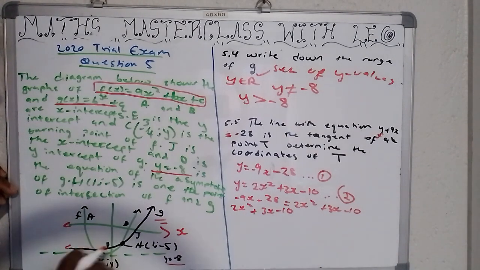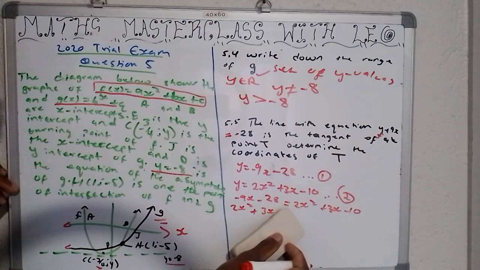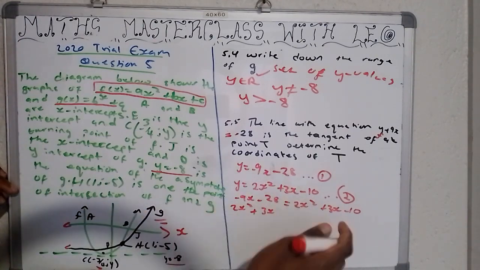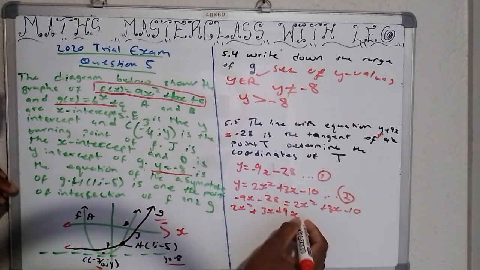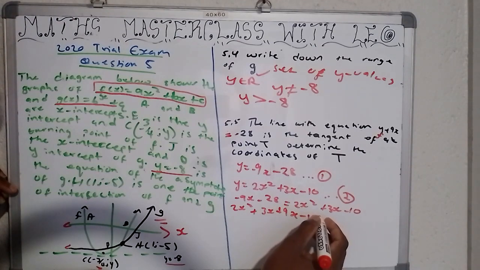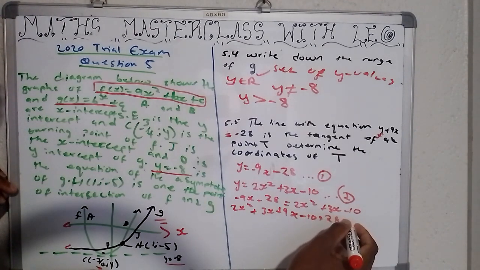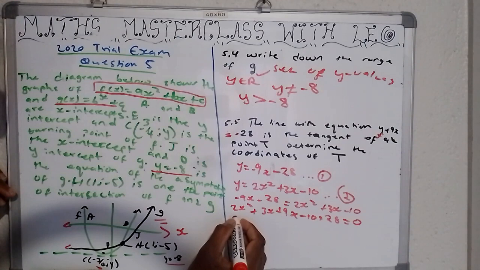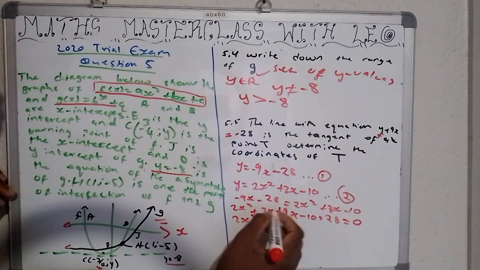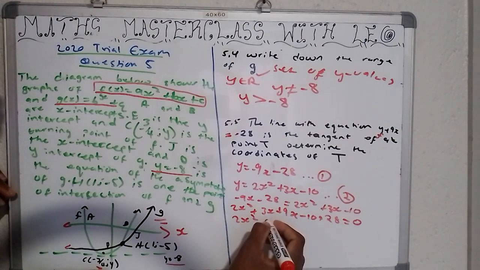Group the like terms. Okay, let me just do this. Let me take this to the other side. I'm going to have plus 9x minus 10 plus 28. This is equal to 0. Then I'm going to have 2x squared. This will give me 12x.